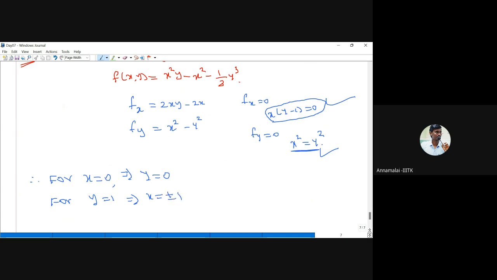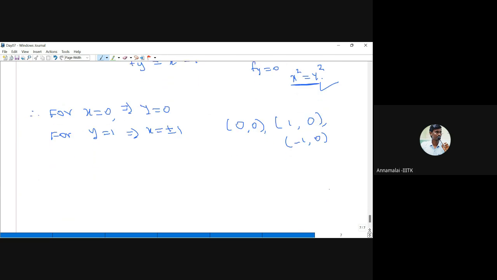Therefore, what are the possible critical points? For the first case, 0, 0 is one critical point. And for y equal to 1, x is either 1 or minus 1. So there are three critical points: 0, 0; 1, 1; and minus 1, 1.